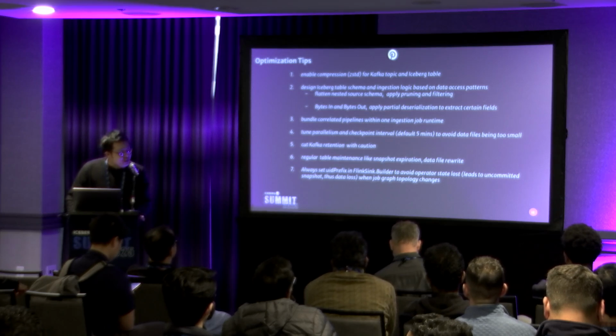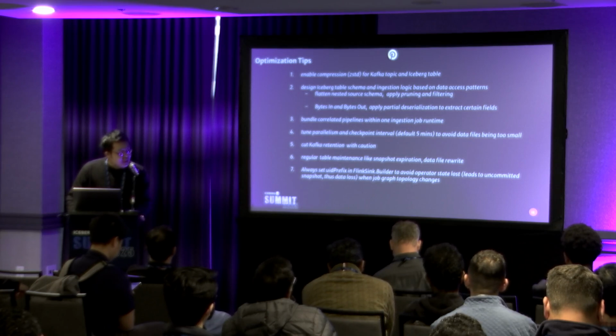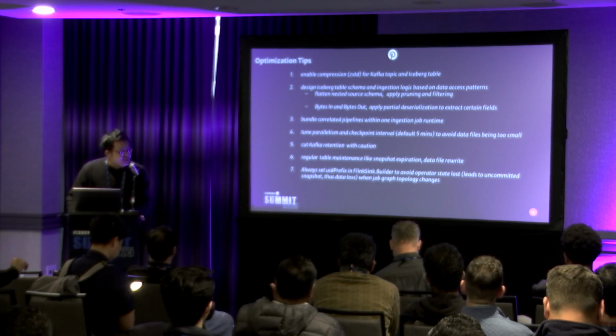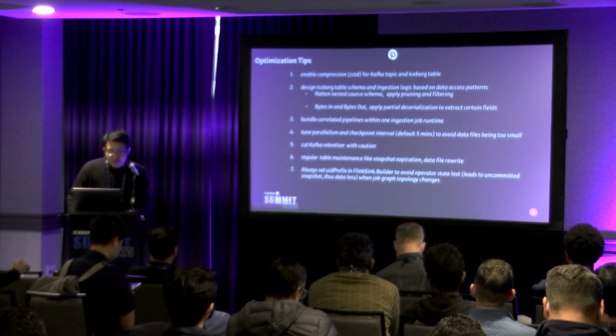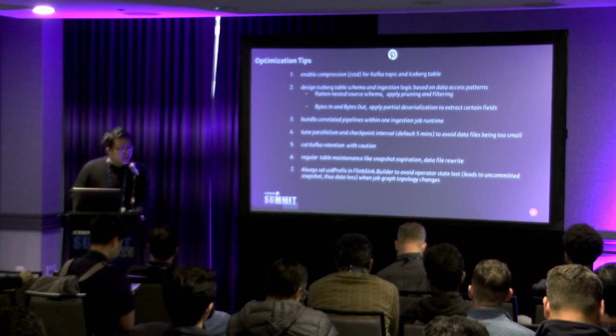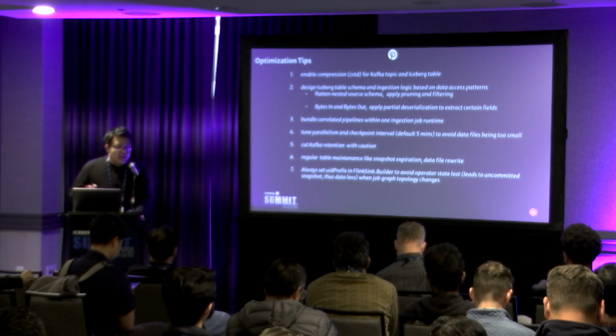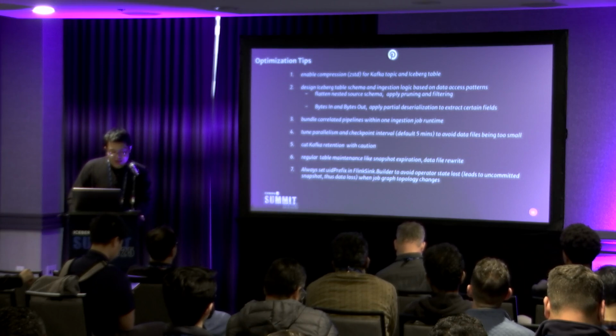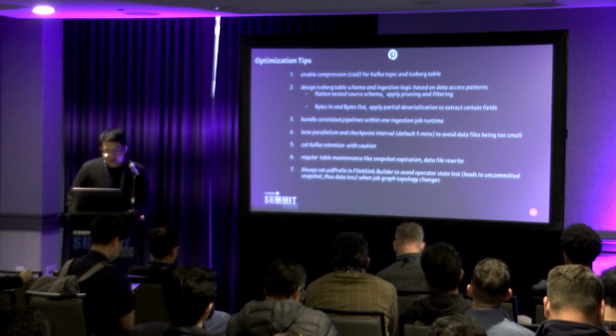Number 5, we also cut Kafka retention with caution. Usually we want to reduce some infra cost, especially the online infra cost. Cutting retention is the way to go, but we have to do this with caution because we have to monitor the Kafka lag. We need to make sure our computing is scalable so that we can handle any traffic spike or traffic increase. Number 6, we have regular table maintenance like snapshot expiration and data file rewrite.